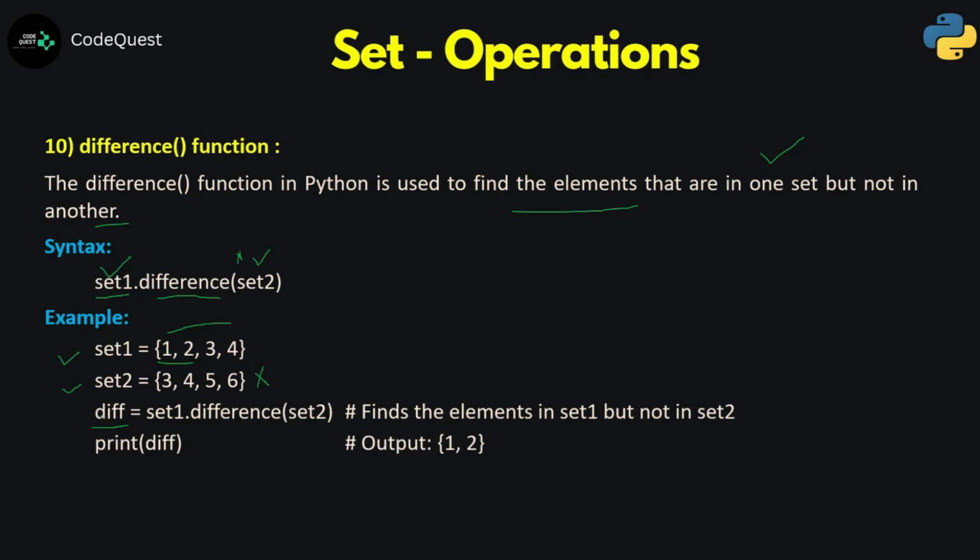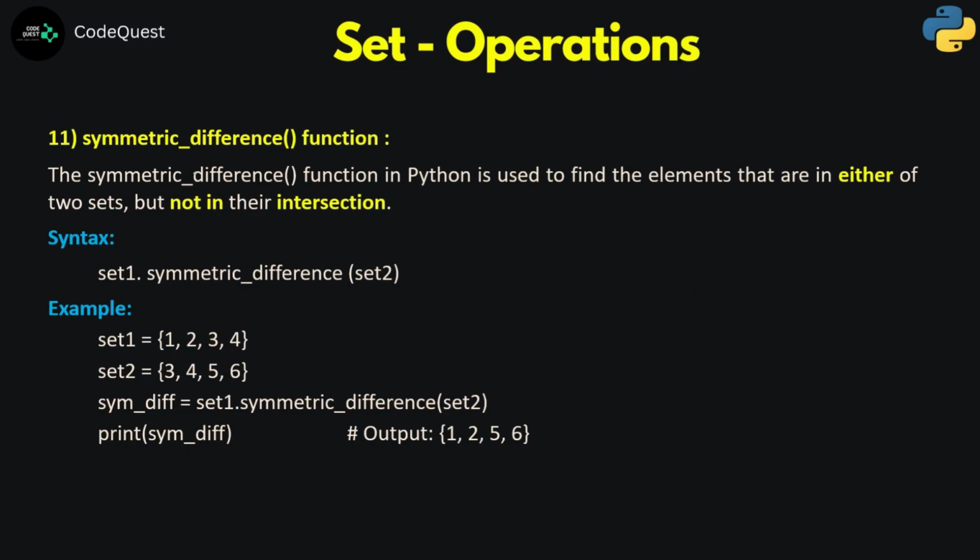So when I'm going to display this value of this variable difference, which is a set in fact, I'm going to get 1, 2. So if I'm going to write the reverse, let's say set 2 difference set 1, we can expect that 5 and 6 will be the output because these two values are not present here, whereas 3, 4 are present here, but 5, 6 are not present here. Hence I should be getting 5 and 6 for that.